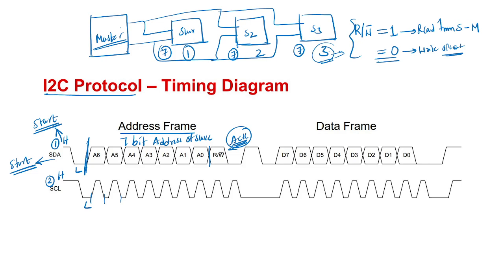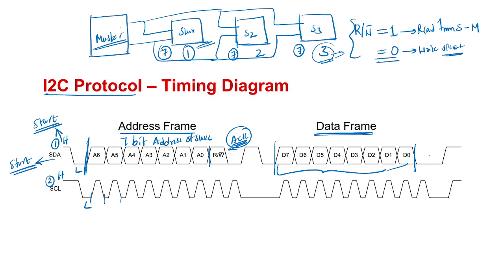After acknowledgement, it's like handshaking only. We already discussed the handshaking, no? So that means the slave is giving the acknowledgement that I'm ready to accept the data. After receiving this acknowledgement, the master will send the data. How many bits of data will it send? 8 bits of data, D0 to D7, it will send. So this is the basic I2C protocol.